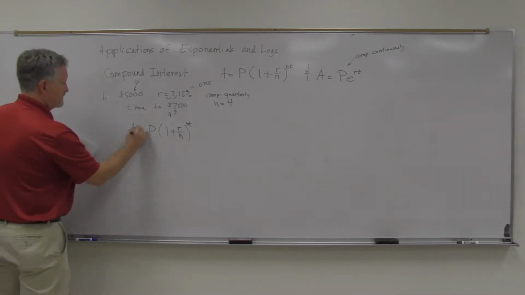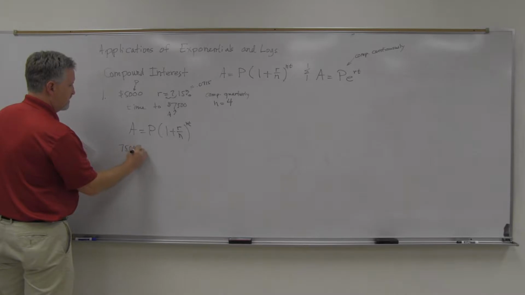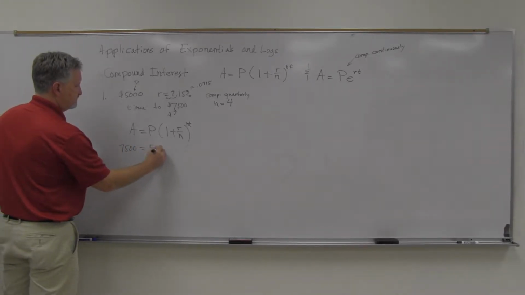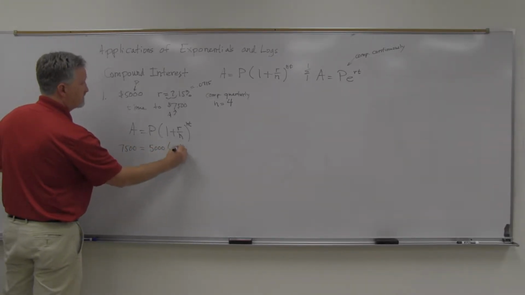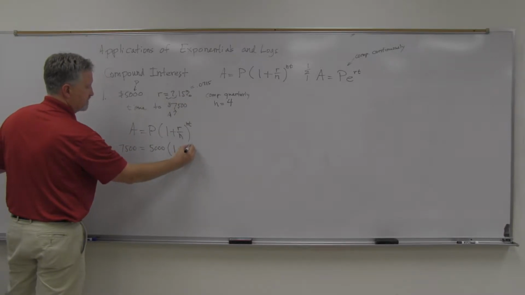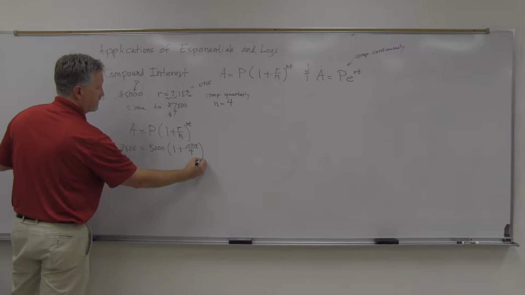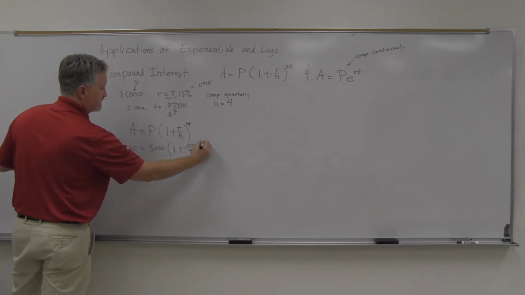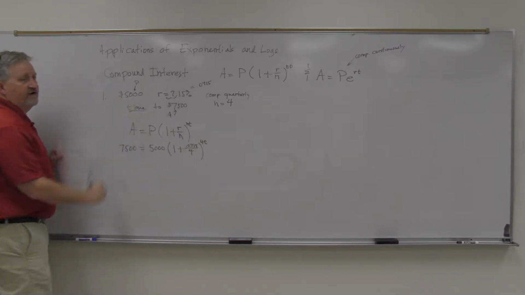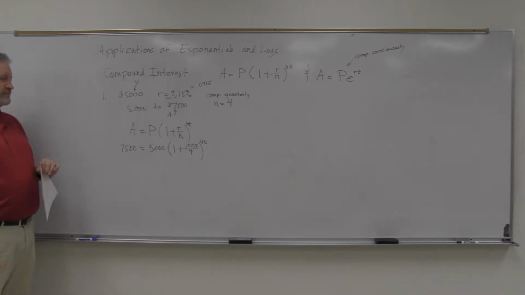So let's plug those in. We got 7,500 is A. The P is 5,000. 1 plus r, like I said, change the r to 0.0715. The n is 4, and then 4. And then t is our variable, right? That's our unknown here. So I'm trying to find the t.